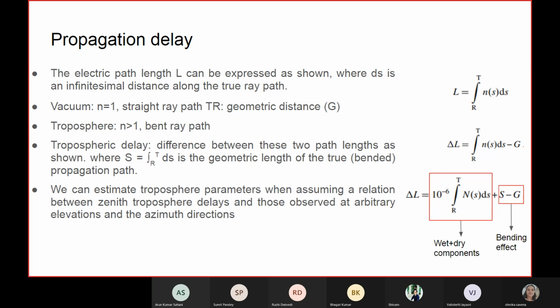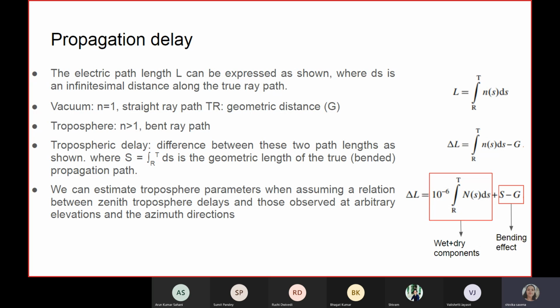Since we are studying the troposphere right now, we are understanding the propagation delay caused by the troposphere. The electric path length, capital L, can be expressed as shown by the equation on the right hand side. L equals the integral of the refractive index N, which is a function of small s, the distance along the ray path, along the signal path. The infinitesimally small distance ds is along the true ray path from the satellite, capital T, to the receiver, capital R. The integral is taken from the satellite to the receiver. You can understand this equation very easily: it is the product of the refractive index and the distance traveled. This is the electric path length.